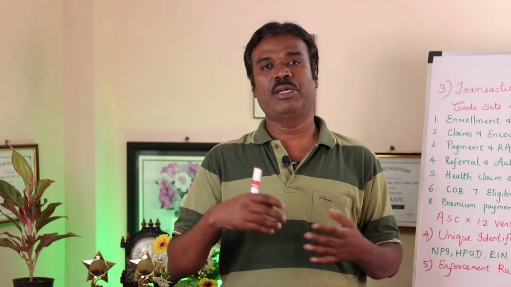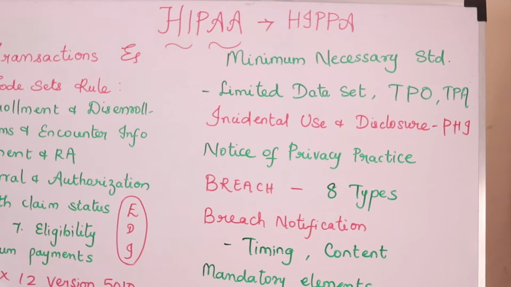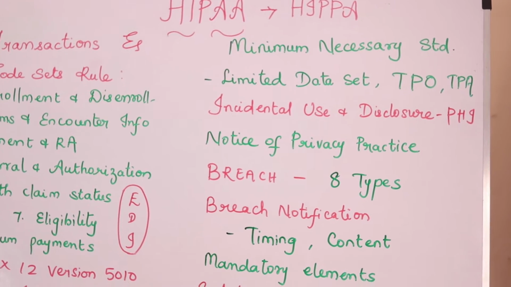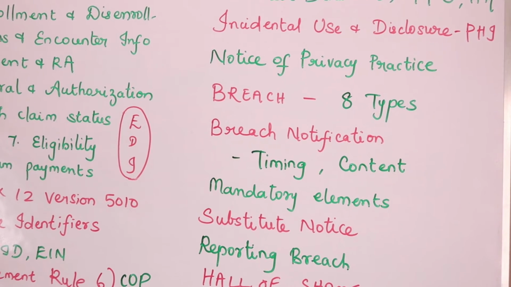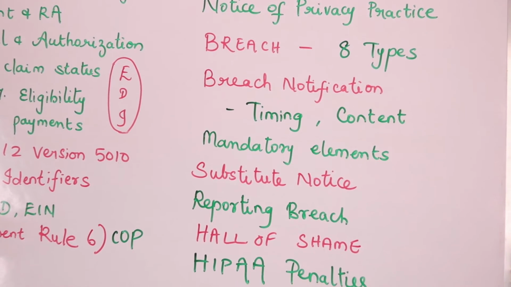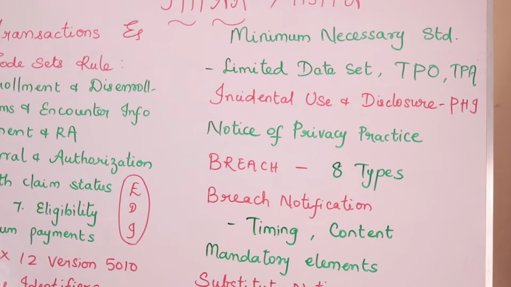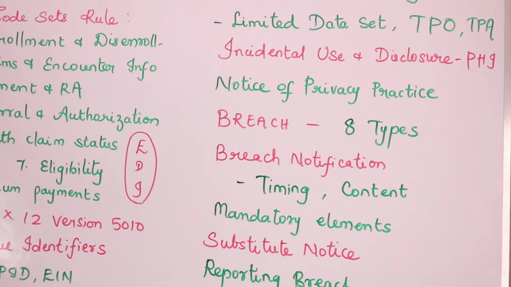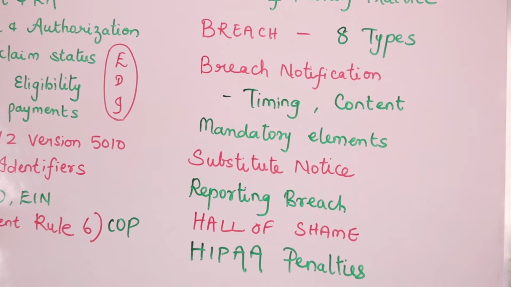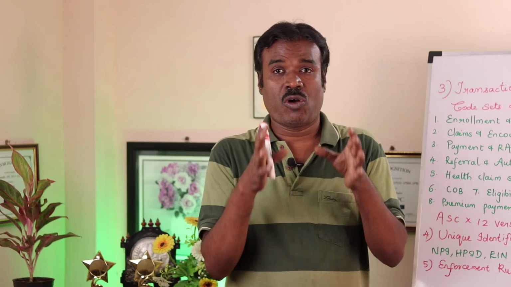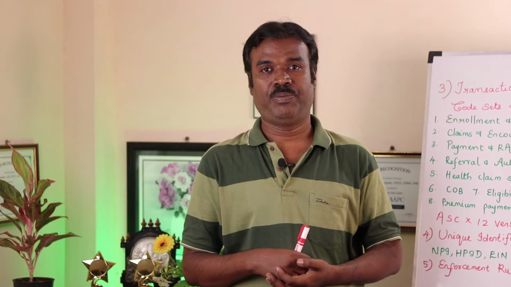We are moving to something called a breach. What do you mean by a breach? A breach is defined as the acquisition, access, use or disclosure of unsecured PHI in a manner not permitted by HIPAA that poses a serious threat and risk to the affected individuals. So that is a breach. It is causing a serious risk to the affected patients.